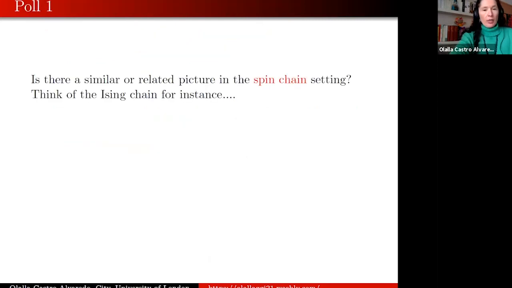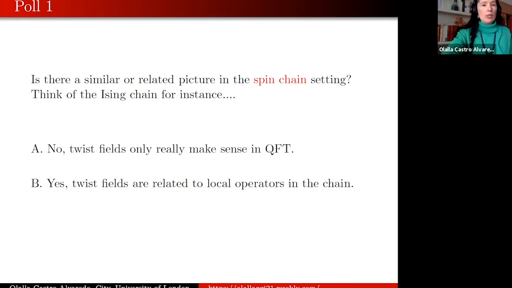Now I want to ask you something. I think probably there will be many of you that are more familiar with spin chains than QFT again. So I would like you to think just very quickly, if you can, because we don't have a lot of time, about whether or not you could think about twist fields in a spin chain setting as well. For example, in the context of the Ising spin chain. So can you have an understanding of this example of the spin field in the context of the chain?